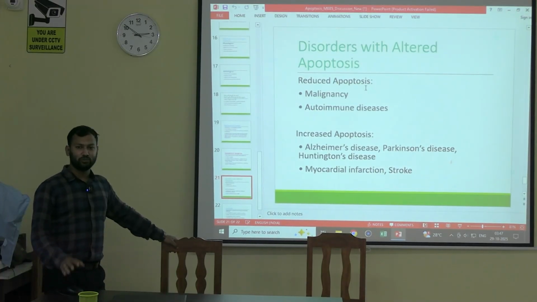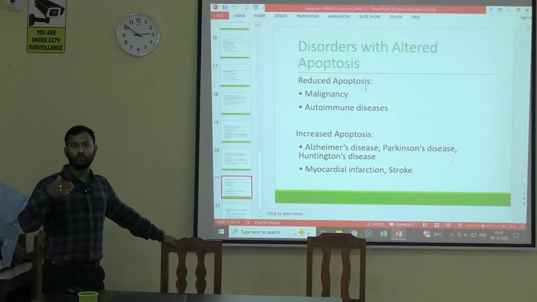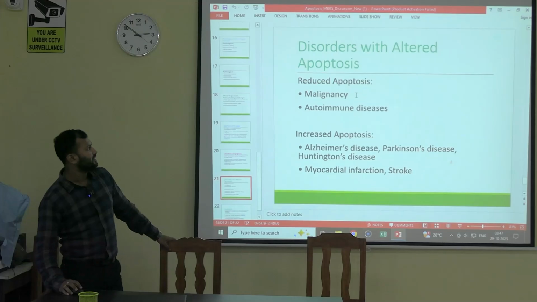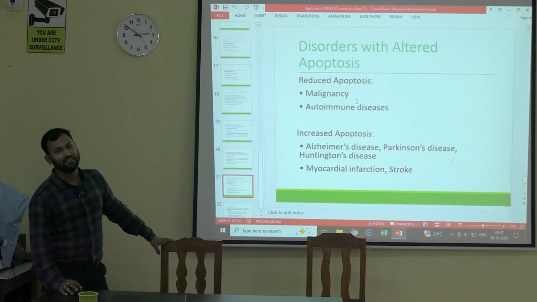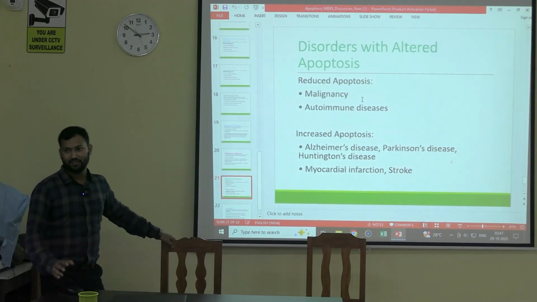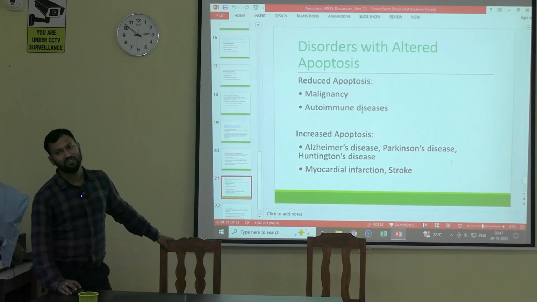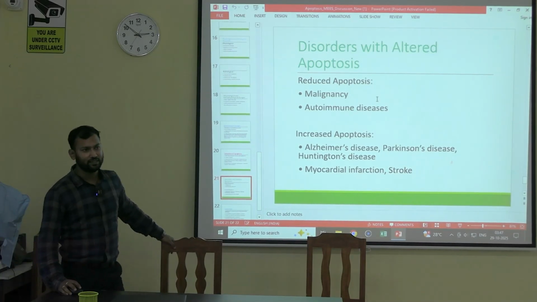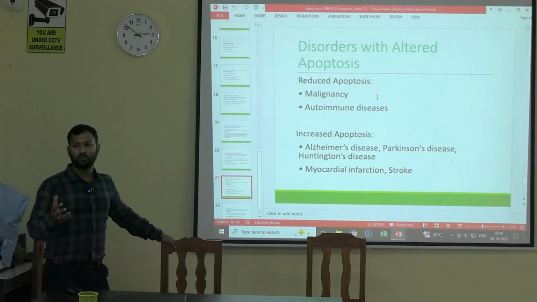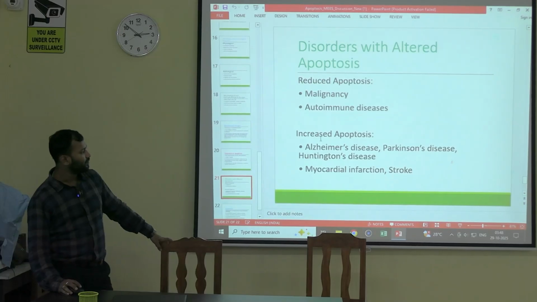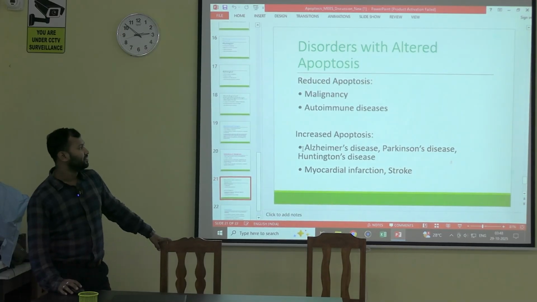Then disorders with altered apoptosis. I already told you that there should be a balance, that it should be neither too high nor too low. So what happens if it is very low? Then malignancy. Cells will do whatever they like. So cells will increase on their own because there is no safety mechanism for the body. Then there will be autoimmune diseases. The various cells will come and attack the other organs of the body because the body is not efficient enough to destroy those cells.